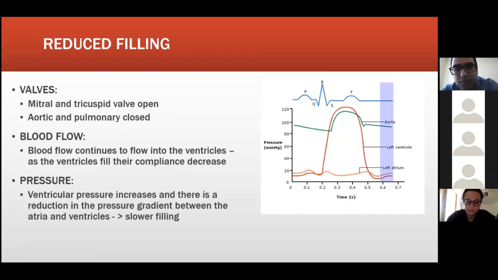But the gradient is indeed smaller, it's not as steep, and therefore the rate of filling decreases. Then shortly after that, the remaining blood in the atria is pushed in as you get atrial contraction, and you get the start of the next cycle. So these are the seven phases of the cardiac cycle which I've quickly gone through. It's important to know, particularly in each phase, where it's reflected in the pressure time graph, the different pressures, and also where it occurs on the ECG.